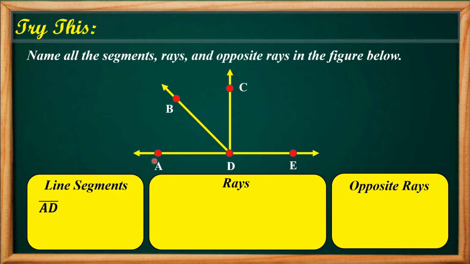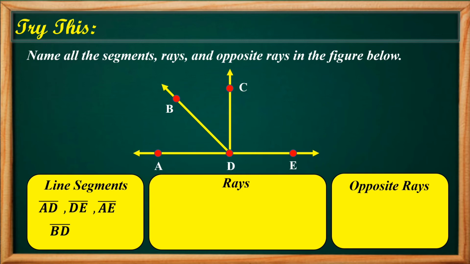Ayan. From A going to D. Ayan, line segment AD. Next, we have DE. Ayan, DE. Meron tayong D from D to E. Next, we have AE. Yan. A hanggang E.